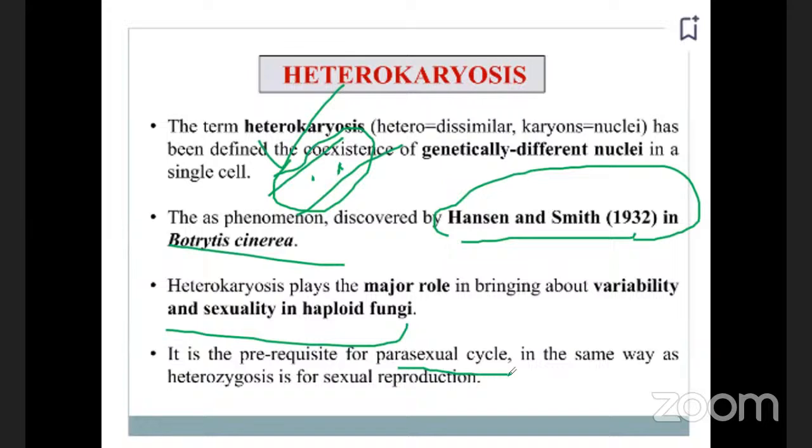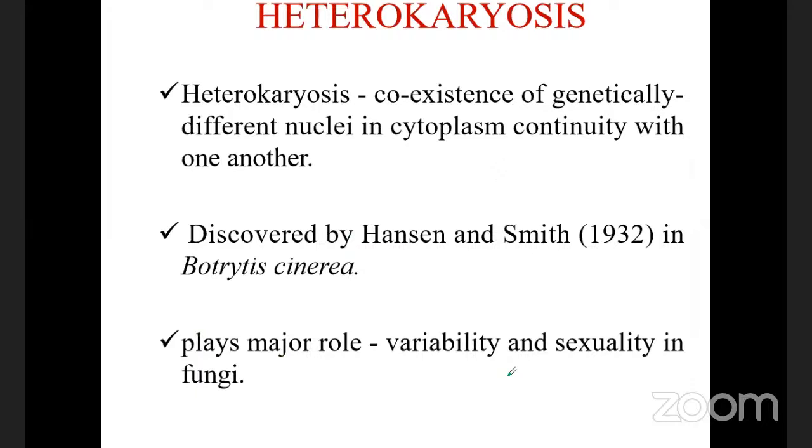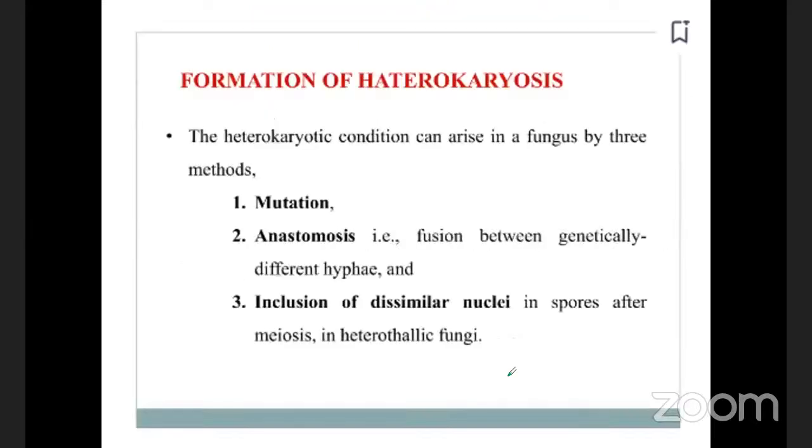Like heterozygosis, heterokaryosis is also one of them. The formation of heterokaryosis takes place by three methods. First is mutation. Normally, by mutation, genetically varied nuclei may come together at one place. Usually it does not happen, but it may. The second one is anastomosis.